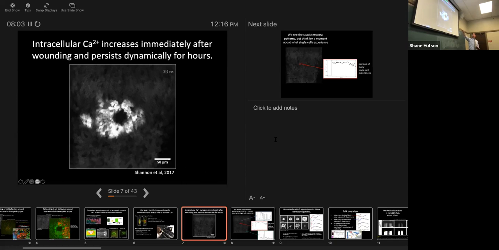You will also notice that this dynamic property gives the cells a chance to figure out not only that there's a wound nearby, but how far away from it they are, right? If they look at just what fraction of the time or how often calcium spikes up where I am, they can use that information to figure out distance from the wound.